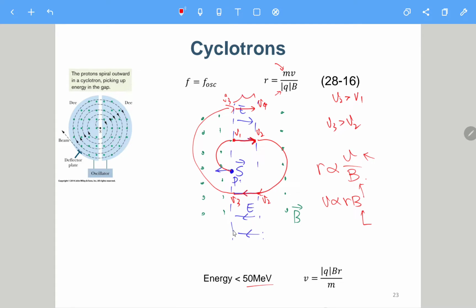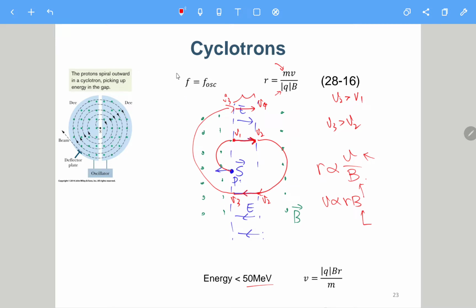And of course, just to mention, for this part from V1 to V3, V3 to V4, the E field should be pointing to the right side, and from V2 to V3, V4 to V5, and so on and so forth, the E field should be pointing to the left side. So we need to alternate the E field with a fixed frequency, so that it is not the case that when the particle moves to here, the E field still points to the left side, and then it will decelerate.